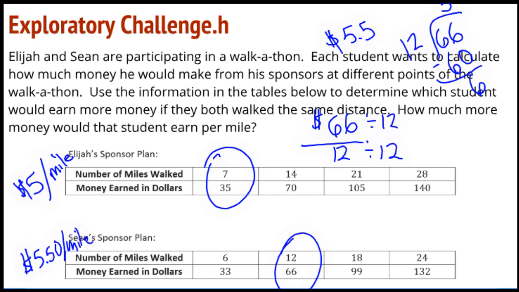So it appears to me that Sean is making more per mile and is making 50 cents more per mile. Now, making is maybe the wrong word. Earning as part of the fundraiser.